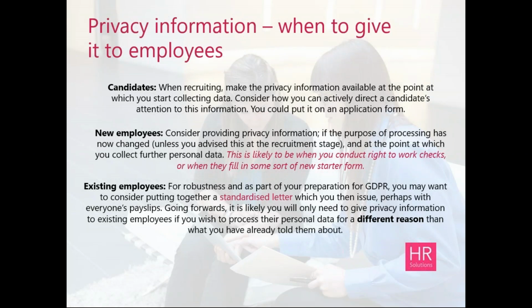So, some practical tips then on when to give privacy information to employees. Candidates, of course, are probably going to be where you first start collecting data about someone who could become an employee, and of course all candidates are data subjects. So when you are recruiting, consider making privacy information available. You're going to have to look at your own processes, but think about how you can direct a candidate's attention to that information. If you get 500 or more candidates applying for jobs, maybe you have a publicly available section on your recruitment page or website, and you might direct their attention to that in some sort of application form. So take responsibility for ensuring people know where to go to find it.